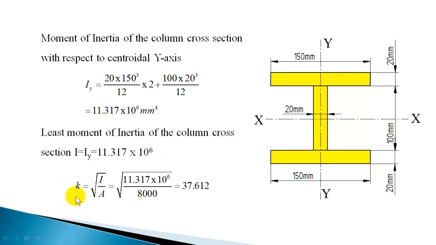So the least radius of gyration is root of I by A. I is the least moment of inertia, 11.317 into 10 raised to 6, divided by the area of cross section, which we got as 8000 mm square. So substituting that, you will get the radius of gyration as 37.612. That is the least radius of gyration of the column cross section.